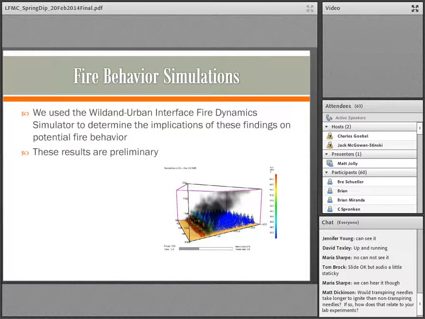Okay, I got a question from Matt. We'll hold off for just a second. It says, would transpiring needles take longer to ignite than non-transpiring needles? If so, how does that relate to your lab experiments?